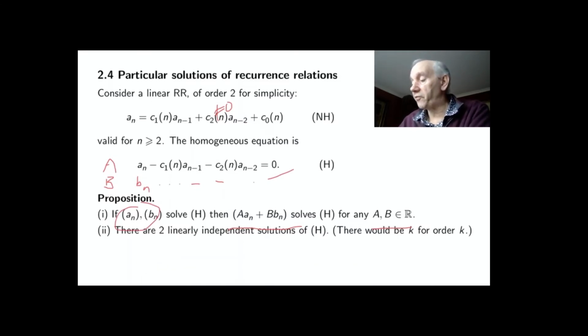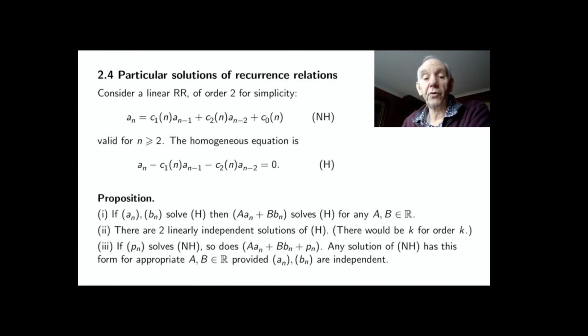Okay, now the third fact, so that's really the situation for the homogeneous equation. The third fact tells us something we've already done, actually. It tells us how to solve the original non-homogeneous equation. Namely, we often try to guess or find just one solution, call it Pn, it's a sequence, that solves the non-homogeneous equation, P for particular.